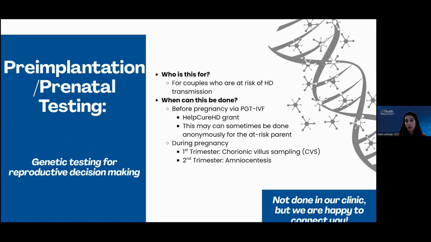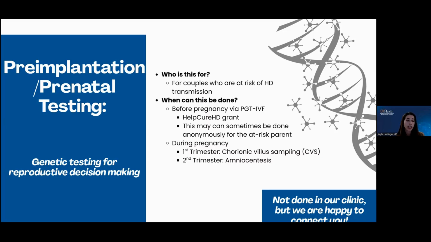And then just to quickly touch on prenatal pre-implantation genetic testing, which is organized by prenatal and preconception genetic counselors and different PGT IVF clinics. This is for couples who are at risk for Huntington's disease transmission. So that parent of the possible baby might have a family history or they have confirmed Huntington's disease themselves. And so that can be tested for before pregnancy.